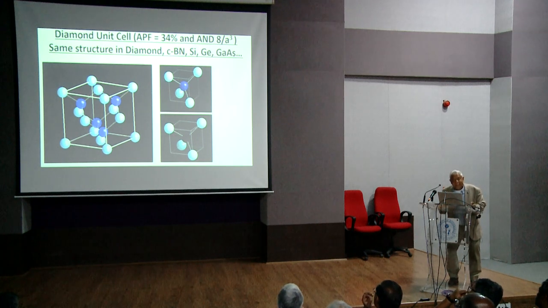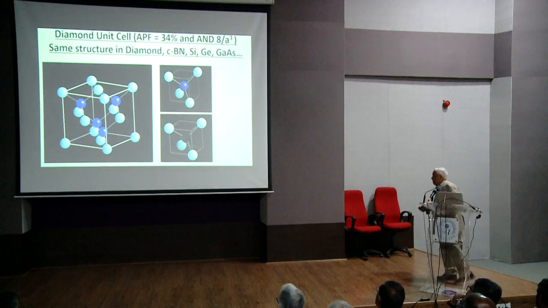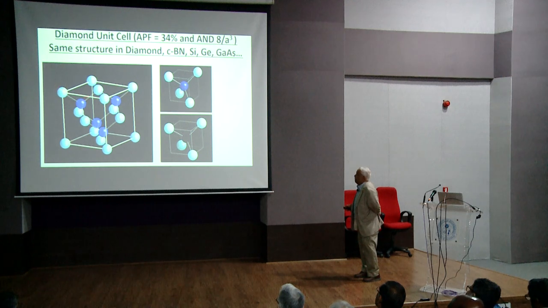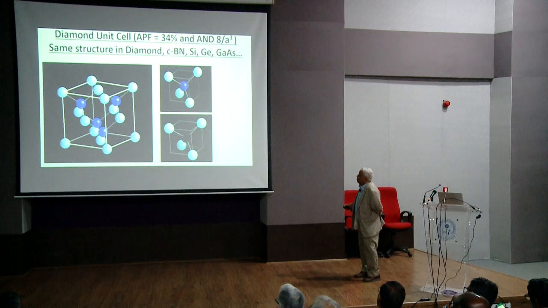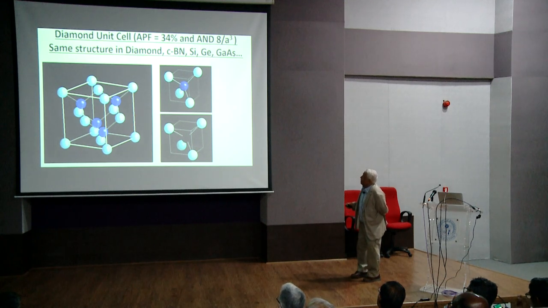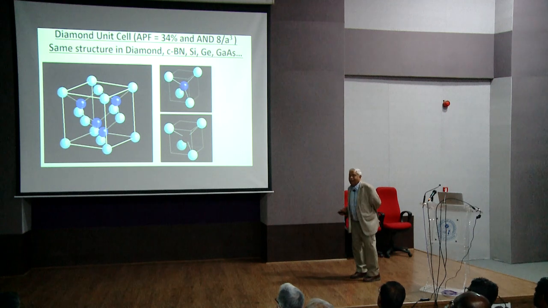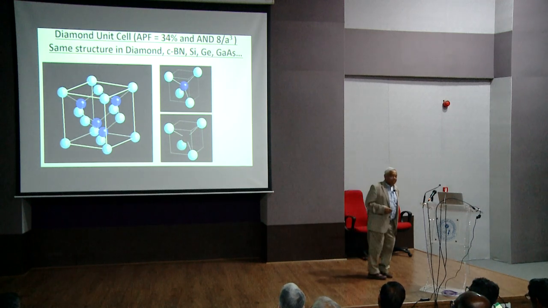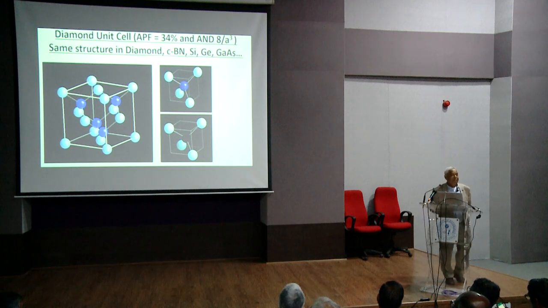Now I will tell you what is the exciting thing. What is the essence of this discovery? If you take this diamond unit cell, as you know, the diamond unit cell is two interpenetrating FCCs. The FCC with the lighter blue is number one, and the interpenetrating one, a quarter along the diagonal, is the deep blue. This is the diamond unit cell. So there are net four atoms of one blue and net four atoms of the other. Now this unit cell has the lowest atomic packing fraction of only 34%. That means 66% of this unit cell is empty.